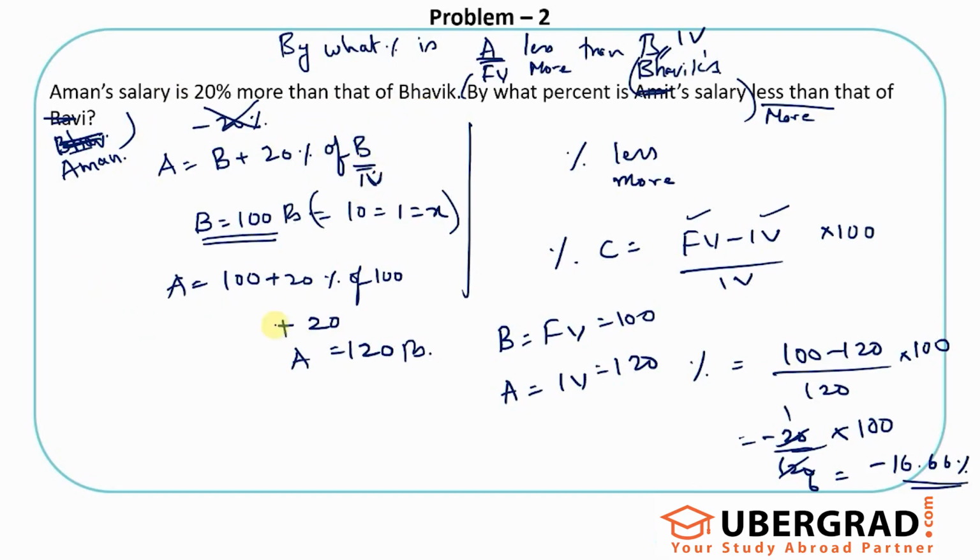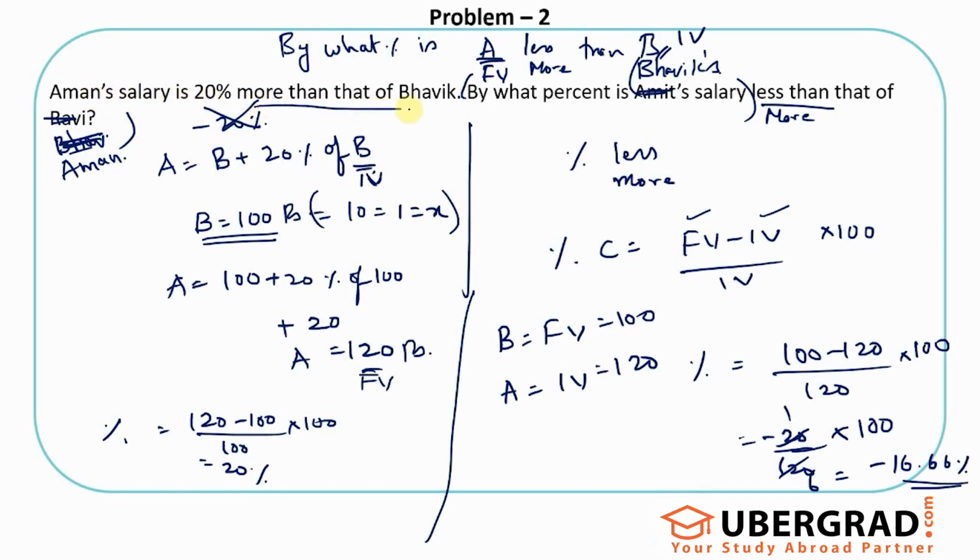Right, if I see this 100 and 120, the percentage of 20 will come like this. As I said, Bhavik is initial and Aman is final in this case. So that will turn out to be final minus initial by initial into 100, right? That will be 20%. That is this case, because you see this statement is written, Aman's salary is 20% more than that of Bhavik.